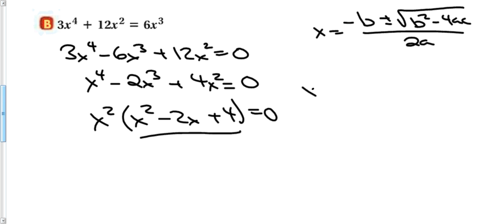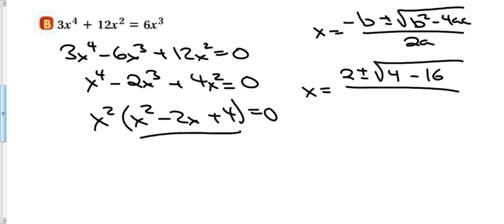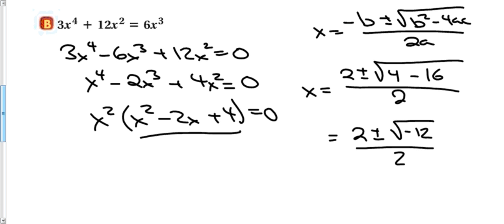So plugging those numbers in, we would have negative negative 2, plus or minus the square root of 4 minus 4 times 1 times 4, which would give me minus 16, all over 2. Which gives me 2 plus or minus the square root of 4 minus 16, which is negative 12, over 2. Here's my problem. I cannot leave the square root of negative 12 like that. I need to simplify that expression.